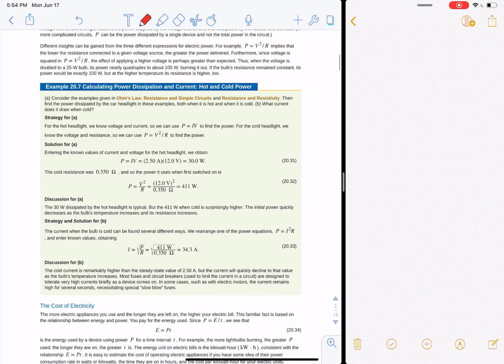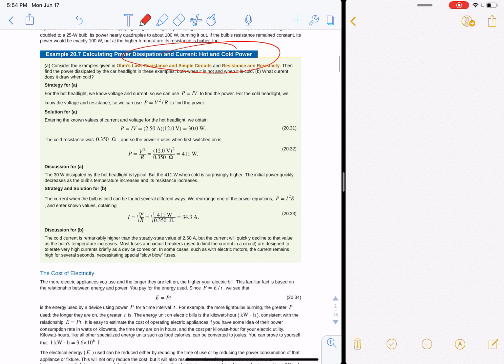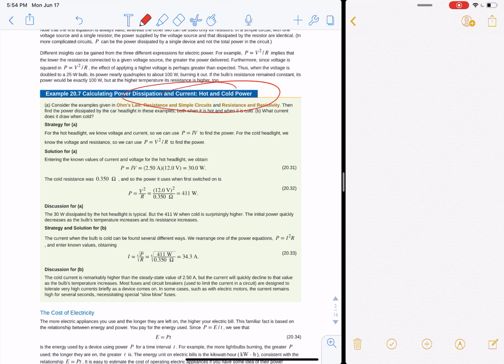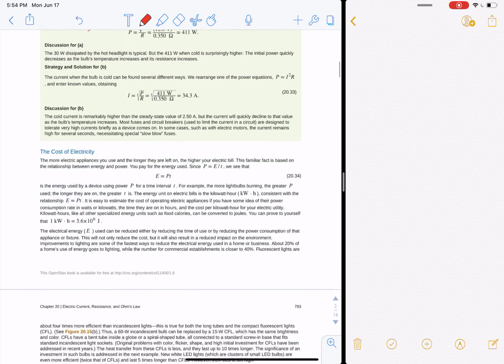Anyway, I don't think we have to do this one. This is looking at that light bulb that we plugged in. In the previous chapter, there was a tungsten light bulb in a car. You can calculate what that is again here.